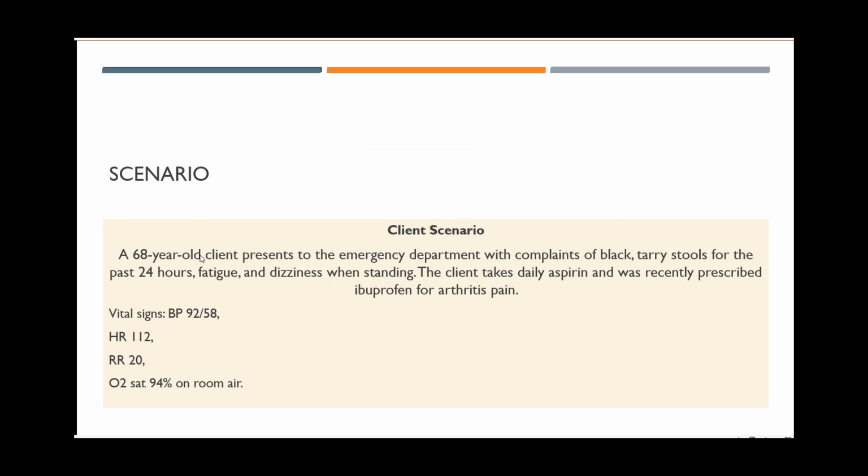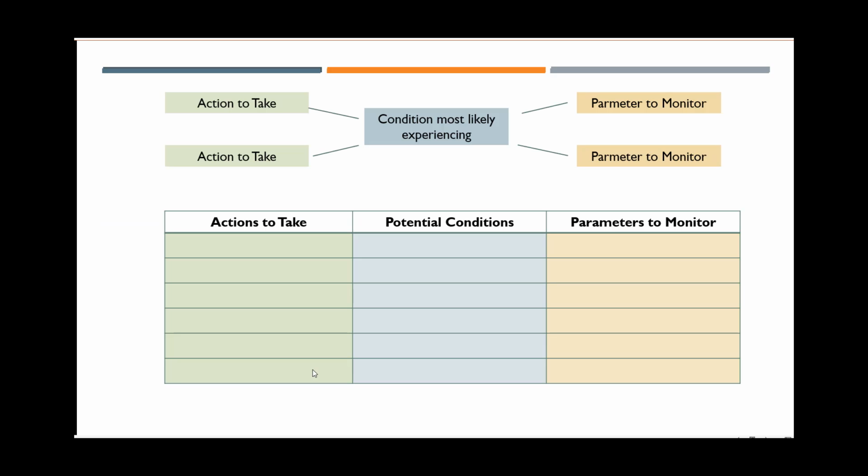So our scenario is a 68-year-old client presents to the emergency room with complaints of black tarry stools for the past 24 hours, fatigue, dizziness when standing, and the patient takes daily aspirin and was recently prescribed ibuprofen for arthritis pain. Our vital signs are blood pressure of 92/58, heart rate of 112, respiration rate of 20, and O2 sat at 94% on room air.